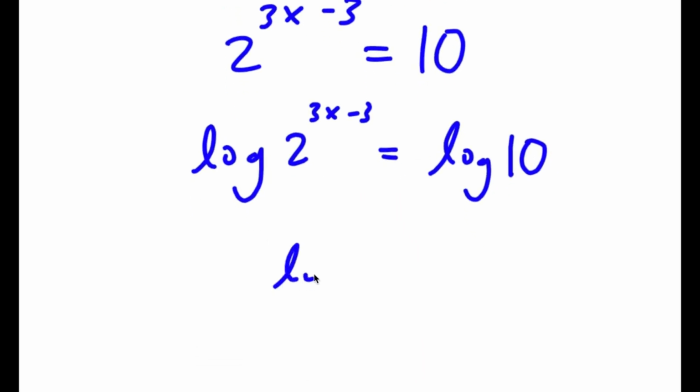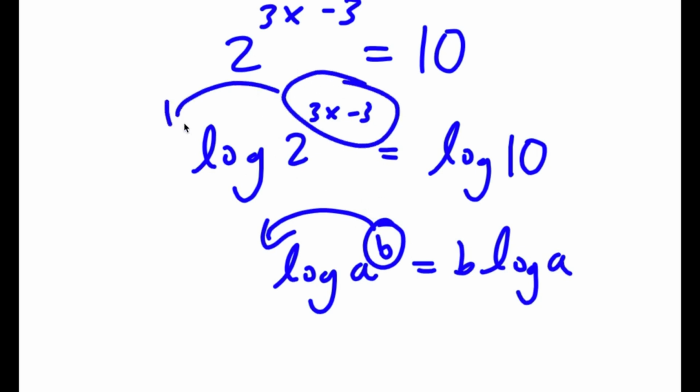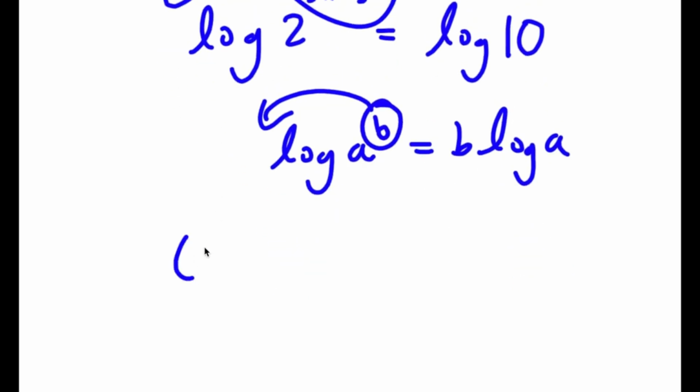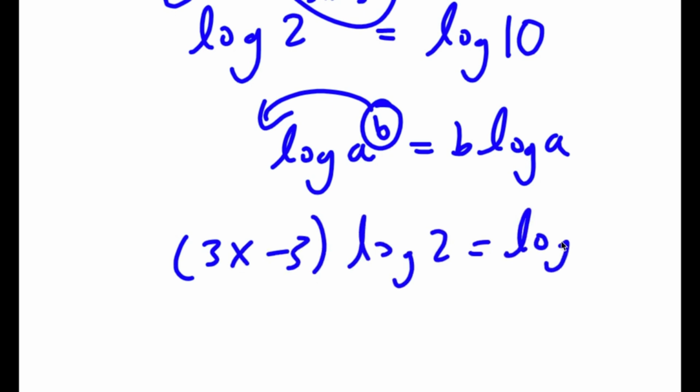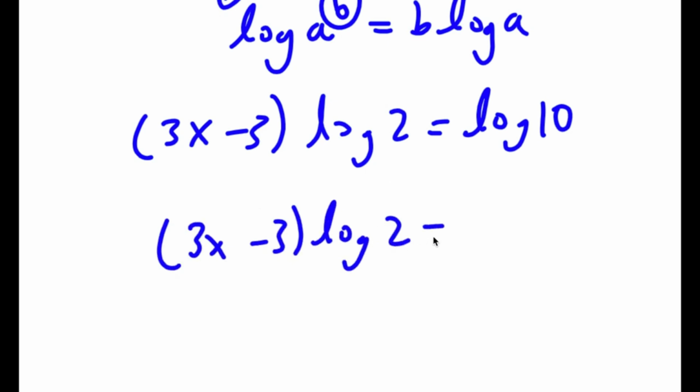And if I have something in the form log a to the power of b, I can move this exponent b to the front, so this is going to equal b times log a. So in this case, b is 3x minus 3, so if I move this to the front, I get 3x minus 3 times log 2 is equal to log 10. Now, log 10, that's actually equal to 1. So now I have 3x minus 3 times log 2 is equal to 1.